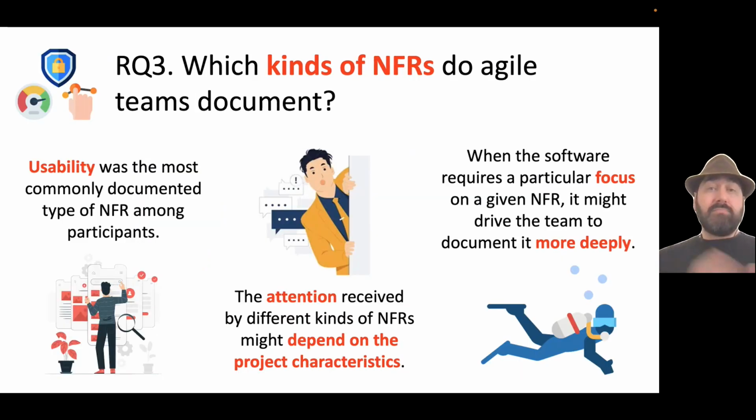So which kind of non-functional requirements do they document? We found out that usability is the most commonly documented in these companies, of course. And I think based on the conversation, we could see that this is because it's something very visible for the client, so for end users, so that comes up in conversations and meetings.